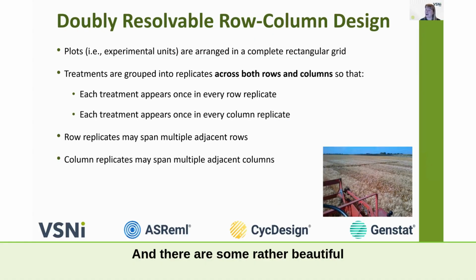And there are some rather beautiful types of row column designs, such as the doubly resolvable row column design. Now in this design, treatments are grouped into replicates across both the row and column directions, such that every treatment appears once in every row and column replicate. However, importantly, row replicates may span multiple adjacent rows, and column replicates may span multiple adjacent columns. And this provides some practical advantage while also helping to control for spatial variation across the field trial.